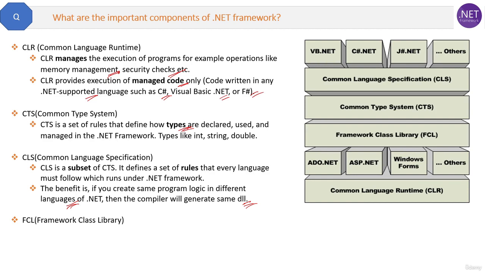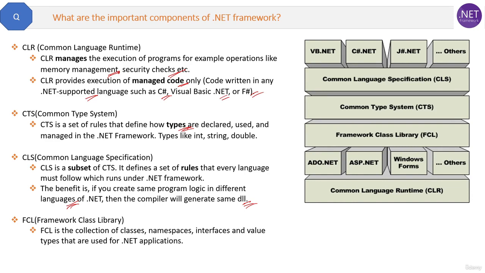Now the next important component of .NET Framework is FCL. FCL stands for Framework Class Libraries. FCL is the collection of classes, namespaces, interfaces, and value types that are used for .NET applications. For example, you create your application and there we use some common classes like string, array list classes, right? These are common classes we use in our project. These are nothing but the framework class libraries. We also call them sometimes base class libraries.